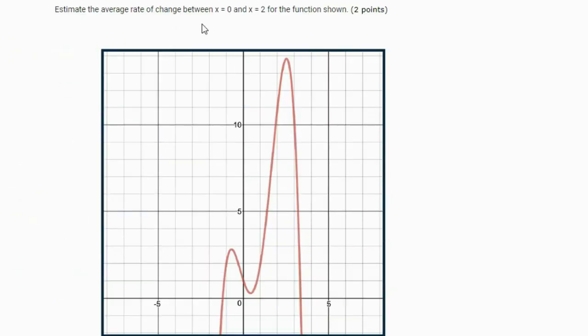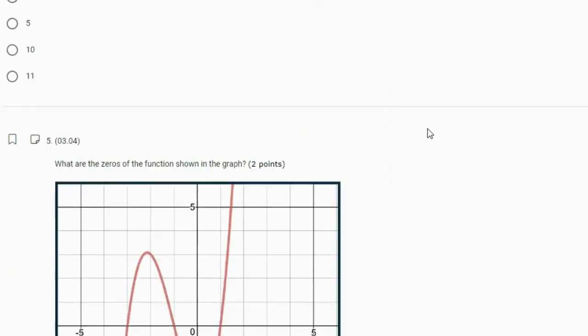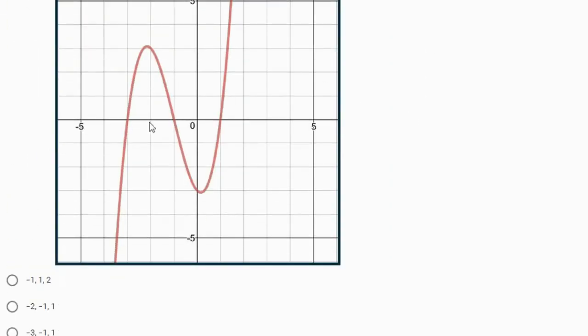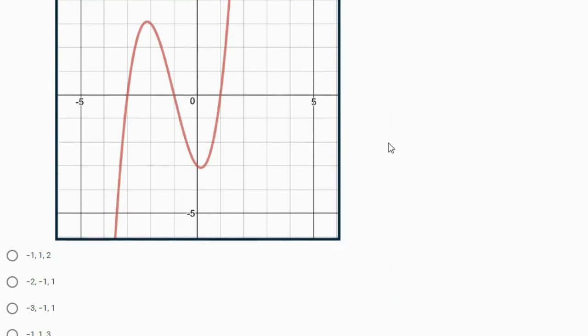Estimate the average rate of change between x equals 0 and x equals 2. Wow. So that goes from 1 to 11, so it rises 10, runs 2. And what are the zeros of this function? We learned that. That's pretty simple.